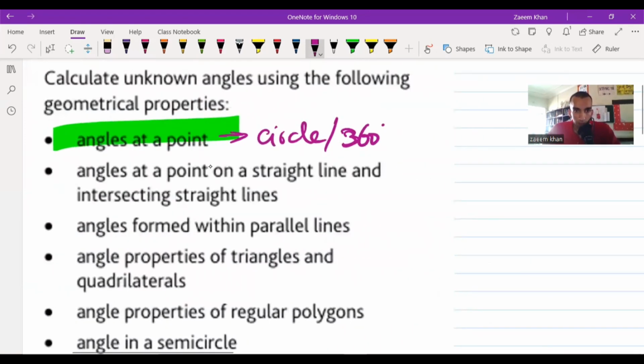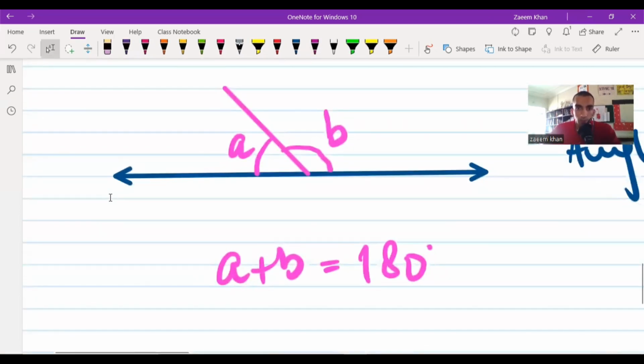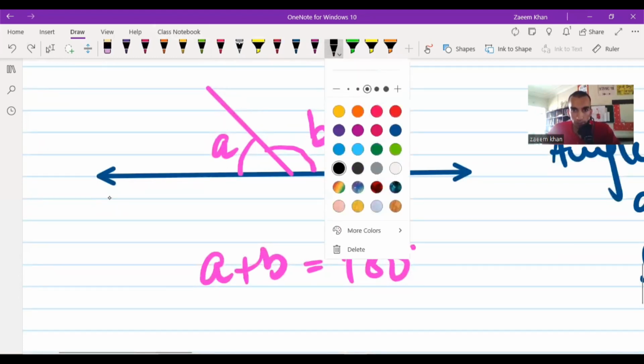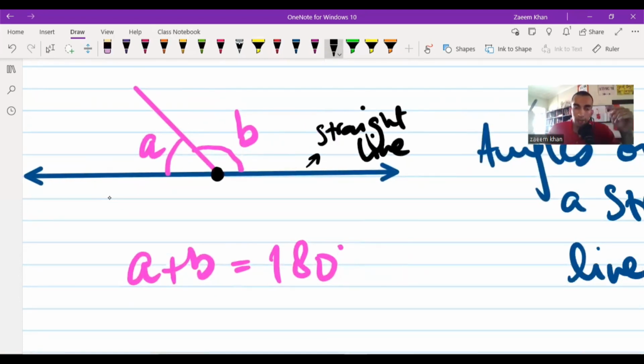Angles at a point on a straight line and intersecting straight lines. Now, under this category, we've got two more angles. Angles at a point. What point are they referring to? I'll mark it with black. This is the point that they're referring to. Angles at a point, and they're on a straight line as well. Which straight line? This blue straight line. Keep on taking notes. A and B, they not only exist at one point, but they're also on a straight line.